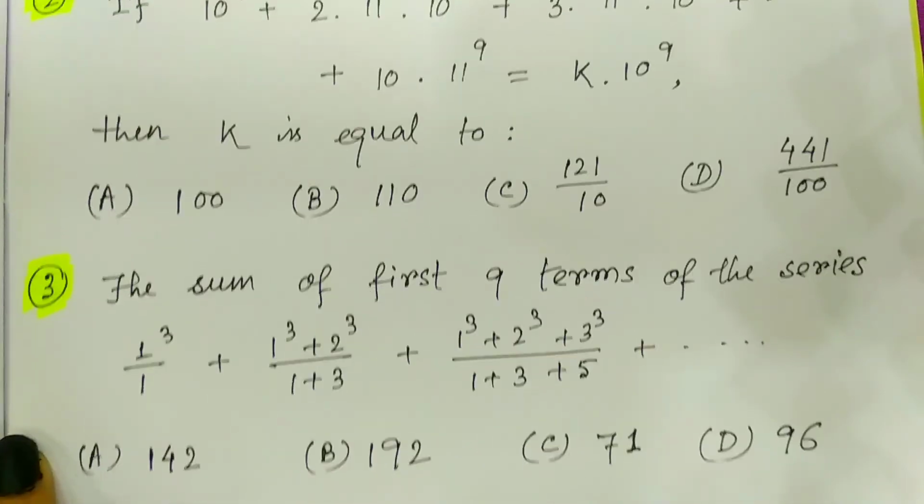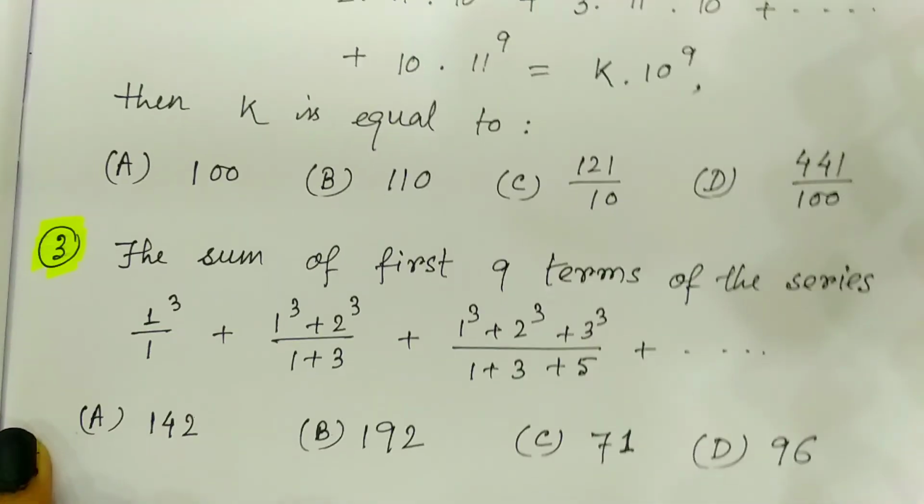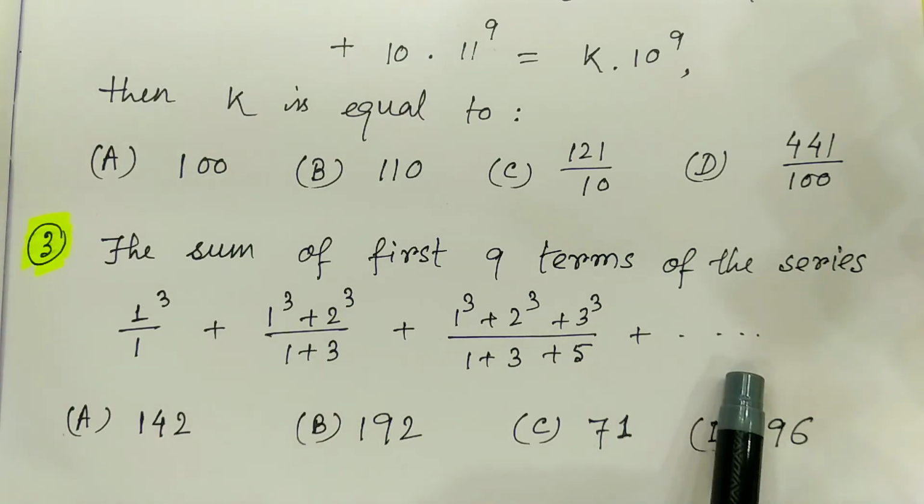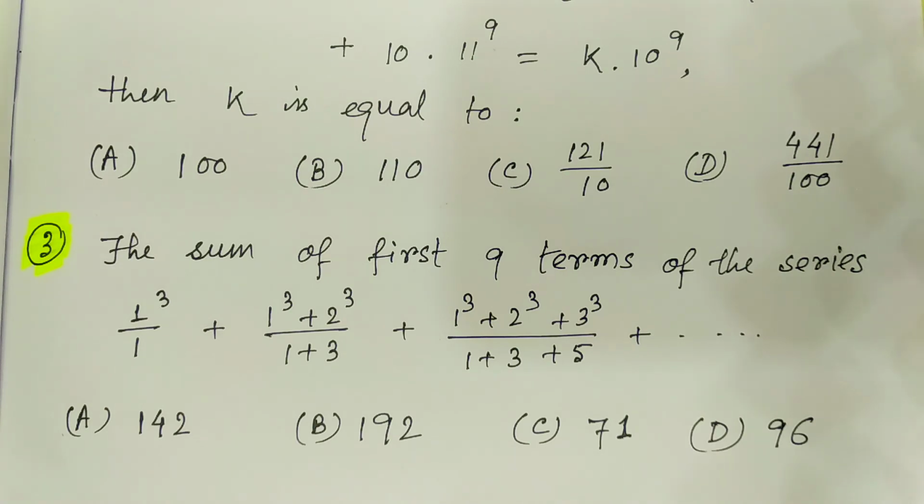One more question for you here: the sum of the first 9 terms of this series. So these three questions are for you, and I need the answers to all three in the comment box. You just write the question number 1, option A, B, C or D.